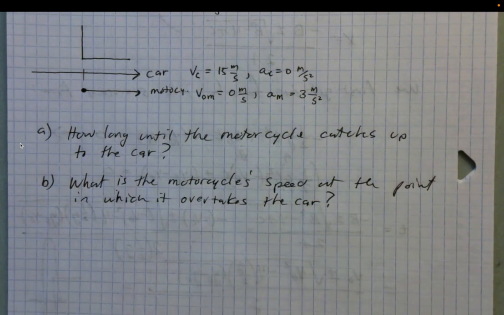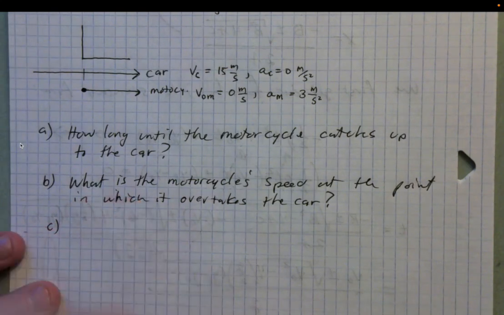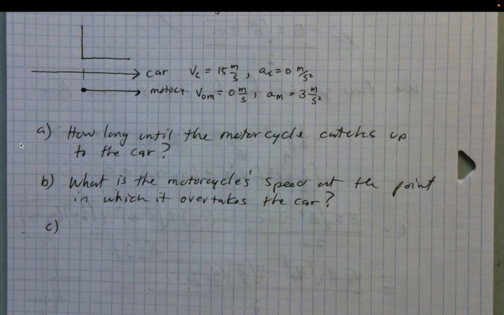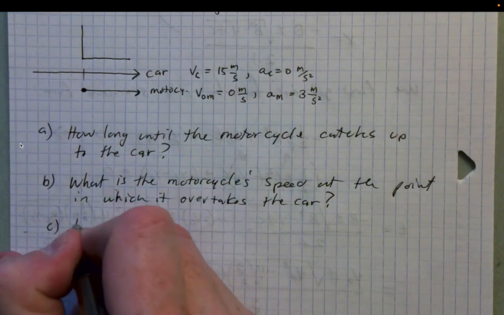Okay. Right, so obviously that's kind of straightforward. It's going to overtake the car. It's going to have a certain speed. It'll be going faster than the car. How fast will it be going? All right, and then part C is, how much distance beyond the corner has each of the vehicles traveled when the motorcycle reaches the car?